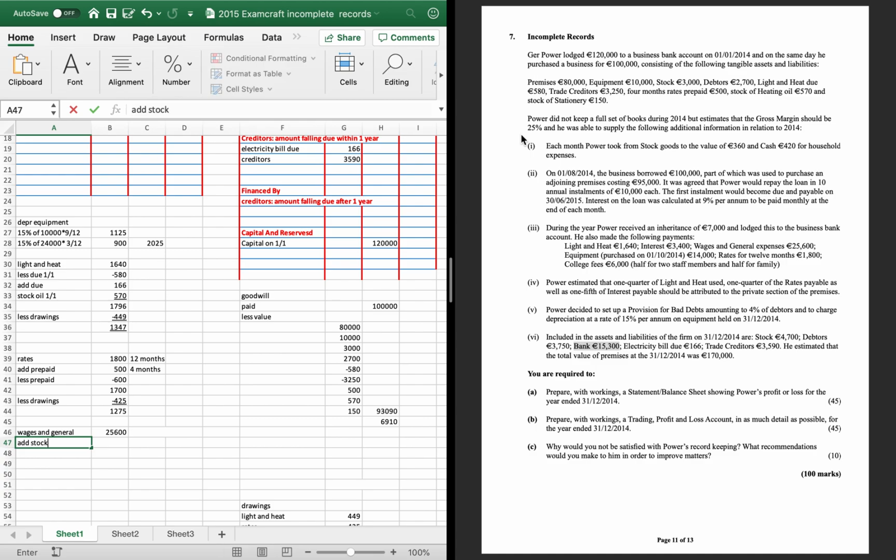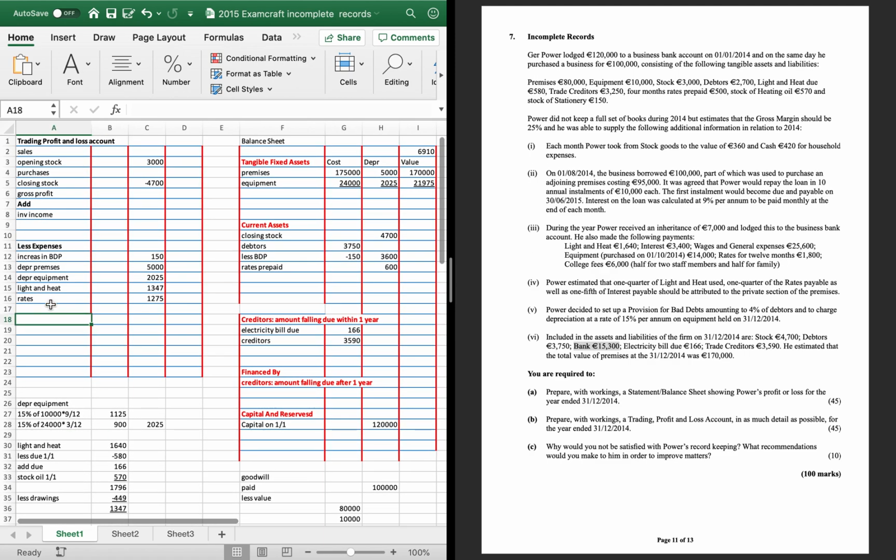So we're going to add that stationery on. That's 25,750. Now, I don't think there's any drawings on it. No. Now you could include the college fees if you wanted, but we're not going to. So we're just going to put in that wages and general expenses 25,750 in our expenses. So we've all our stuff from the top done. Make a note of this 25% margin, and then we'll move on.